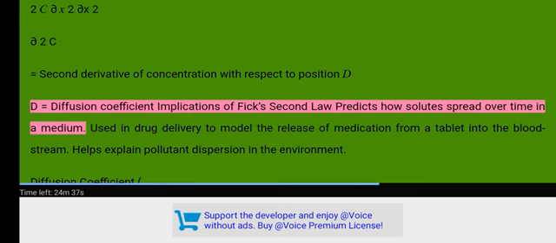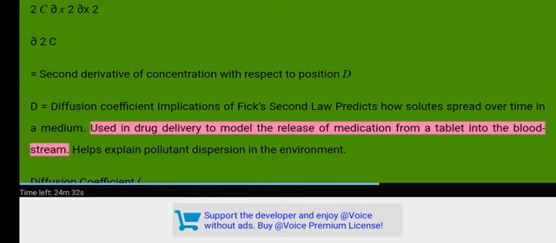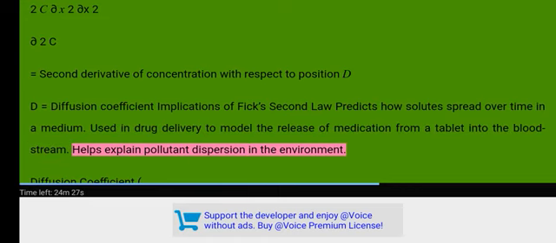D equals diffusion coefficient. Implications: Fick's second law predicts how solutes spread over time in a medium. It is used in drug delivery to model the release of medication from a tablet into the bloodstream. It also helps explain pollutant dispersion in the environment.